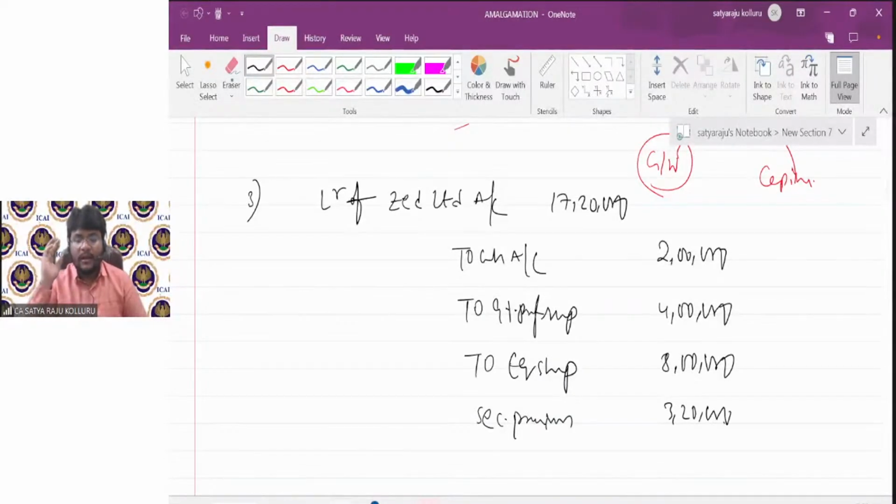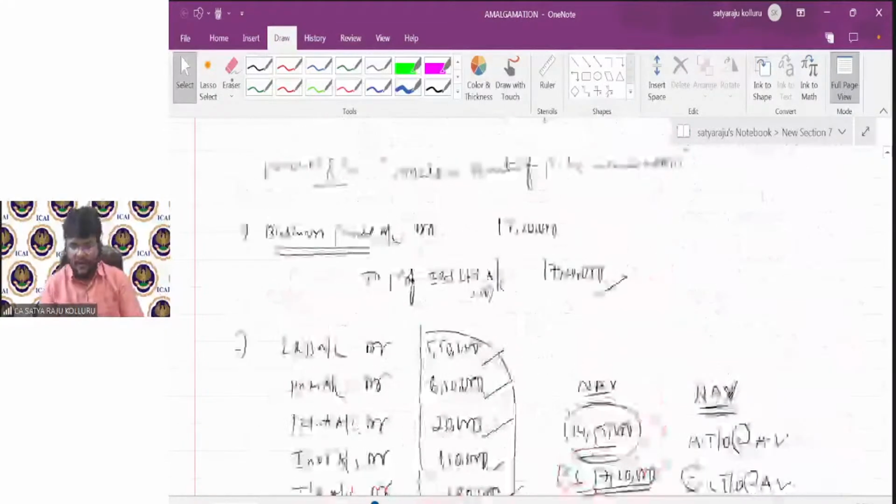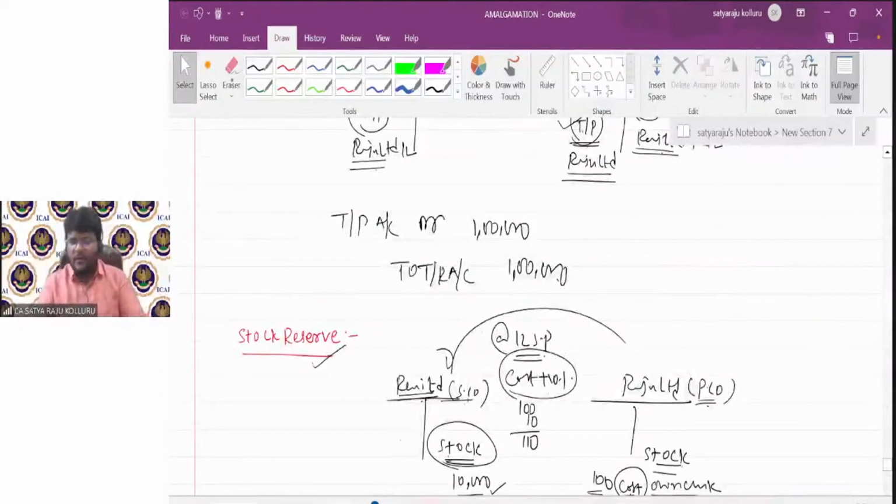Always, the company which is going to issue the shares, you should credit to the extent of face value only. Sir, if the company is going to issue over and above the face value, that should be credited under the securities premium account. So now the total is 2 plus 4, 6, 6 plus 8, 14, 14 plus 3,20,000, which leads to 17,20,000. Fine. Sir, with this the entries are over?